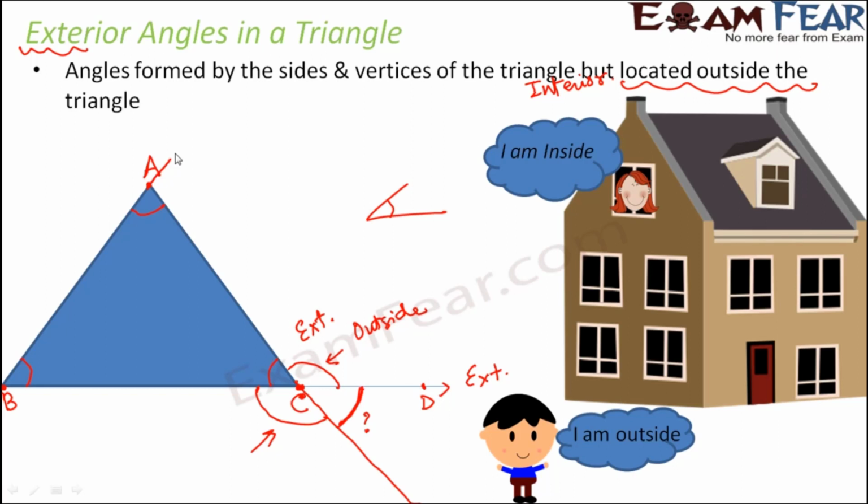Let's say when you extend this side, this is an exterior angle. Similarly, when you extend this side, this is an exterior angle. And similarly on the vertex B as well.